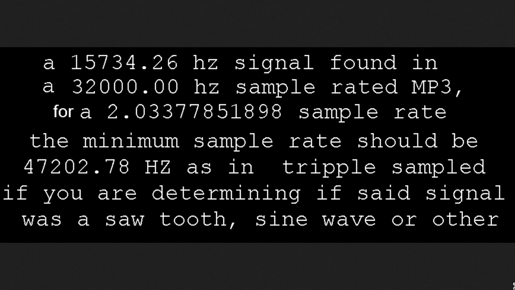If you're trying to determine if the said signal was a sawtooth, sine wave, or other. This includes up and down ramped sawtooths. Now, this is mostly important for the following statement.